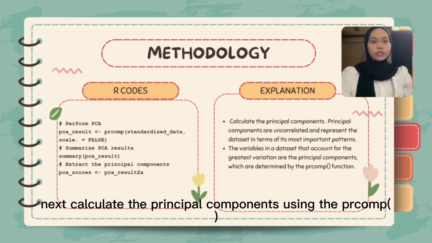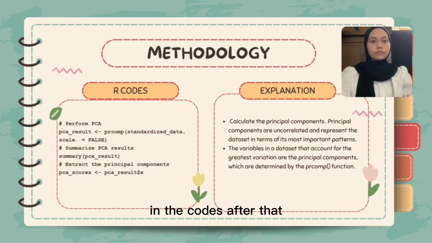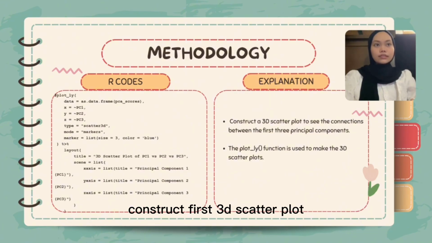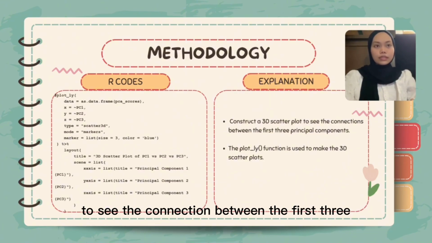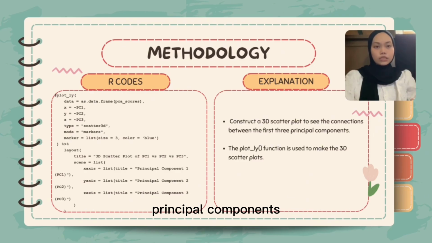Next, calculate the principal components using the prcomp function in the code. After that, construct a 3D scatter plot to see the connection between the first three principal components. The plotly function is used to make the 3D scatter plot.